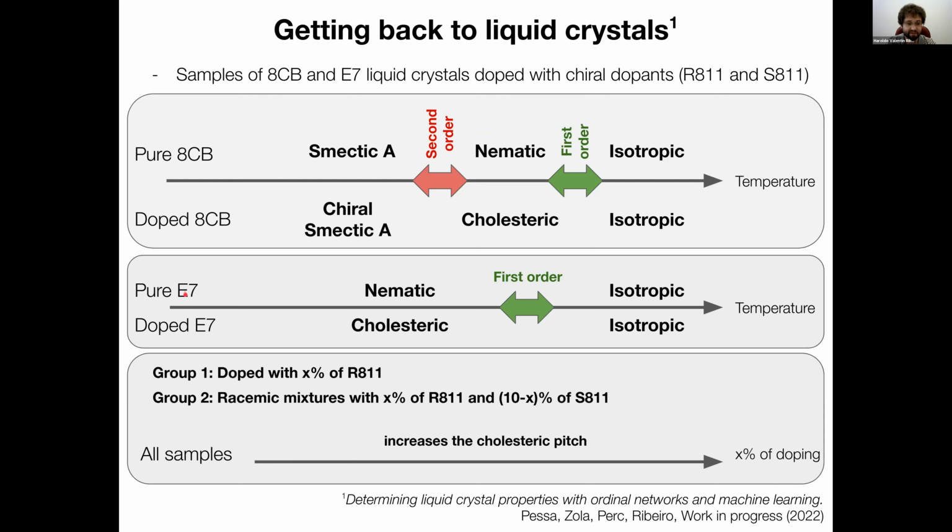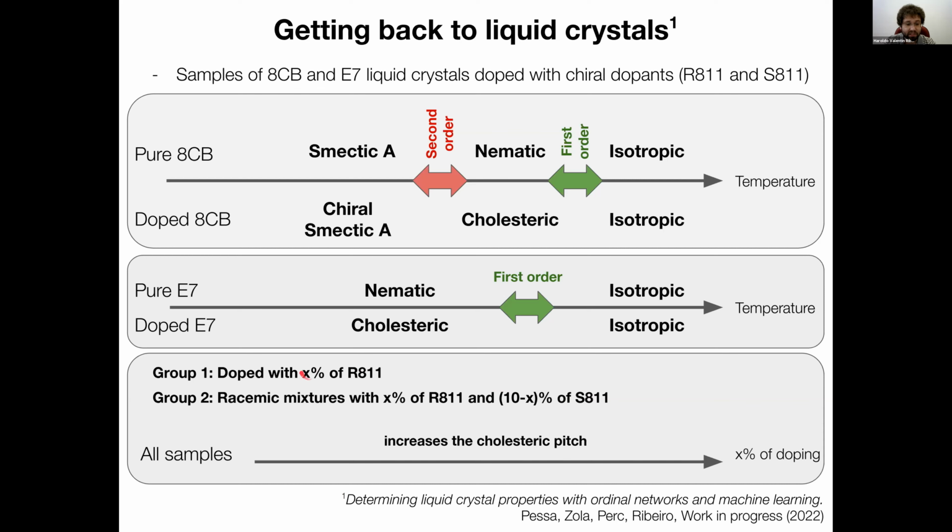And for the E7 samples, we actually produced two groups of samples. In group one, we only doped our samples with a given percentage of R811. And in group two, we made a racemic mixture of R and S811, in the sense that we keep the total doping amount fixed at 10%, and we are just changing the relative concentration between the R811 and the S811.